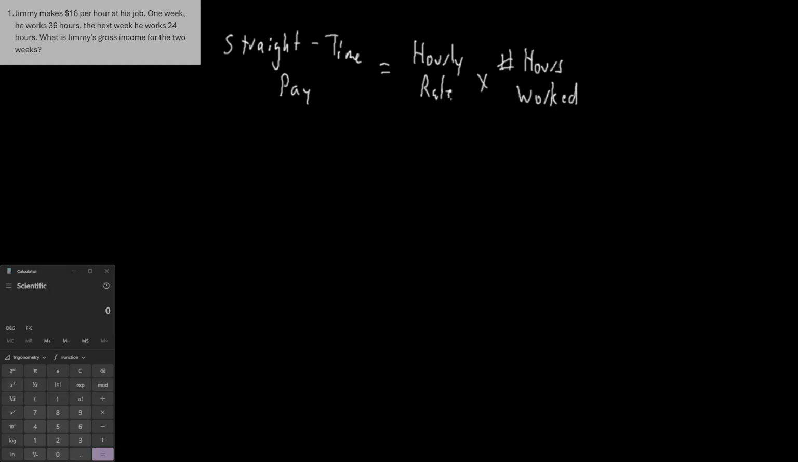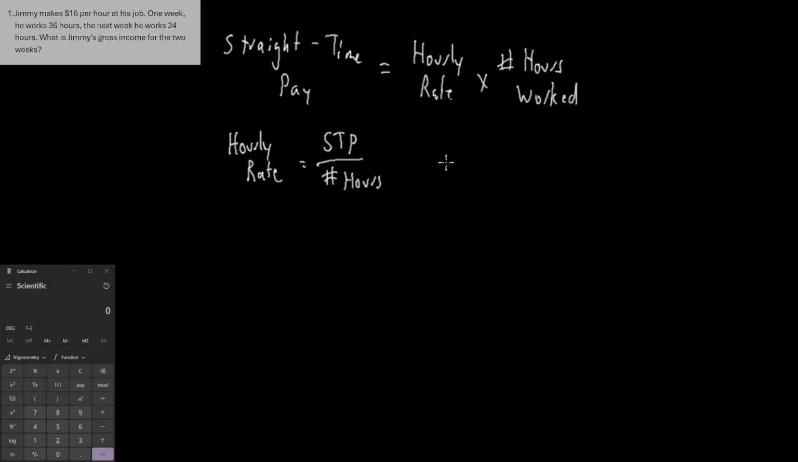If you wanted to figure out what the hourly rate is, that's pretty easy. The hourly rate will be equal to the straight time pay. Let's just call that STP to save some time. Whatever it is your straight time pay is divided by the number of hours worked. Okay, so that's our hourly rate there.